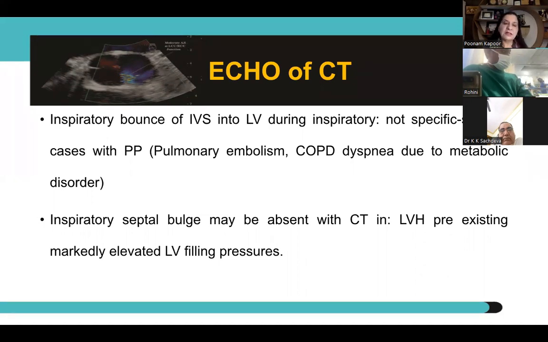And an inspiratory septal bulge in a CT with LVH pre-existing and high LV filling pressure means it is pathognomonic of a constrictive pericarditis going on to a cardiac tamponade. So that was my last slide, and the echo should always be merged with CT imaging or MRI, whatever is available in the institute, because these two are the gold standards. Echo brings about the diagnosis, but CT or MRI confirms it.